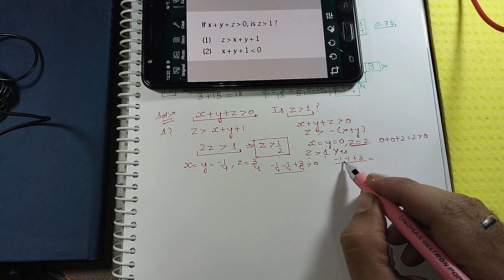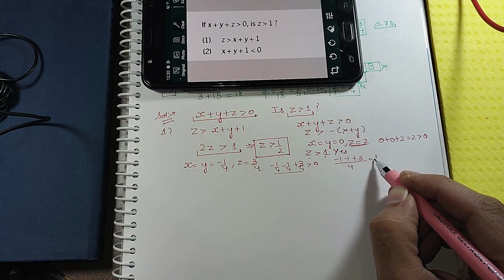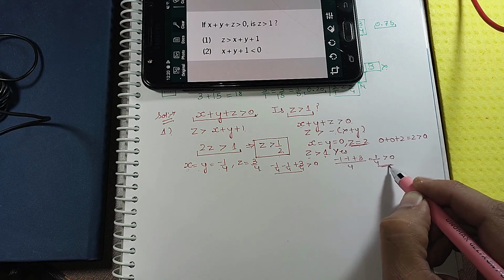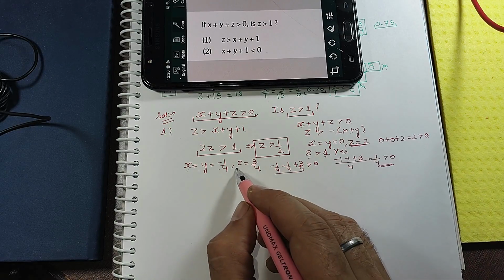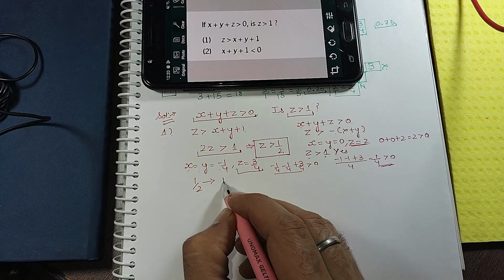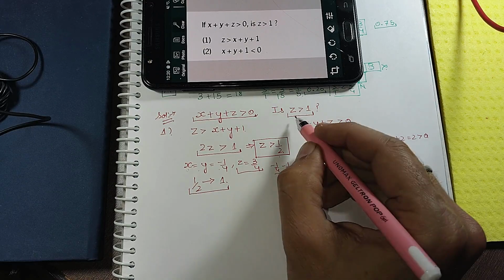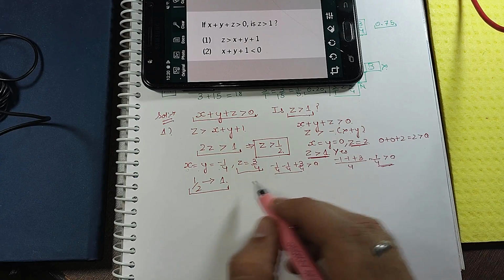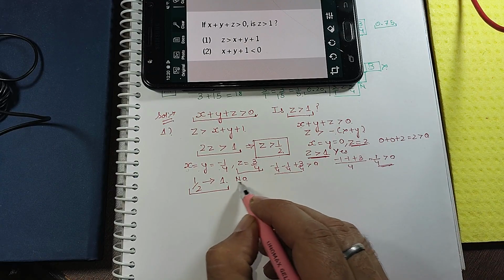So this is basically 3 minus 2. So this is 1 by 4, right? And 1 by 4 is greater than 0. No, it is not greater than 0. So z can have value between 1 by 2 to 1, in which case that z is not greater than 1, or in this specific case where z is greater than 1. So I am getting may or may not be condition.